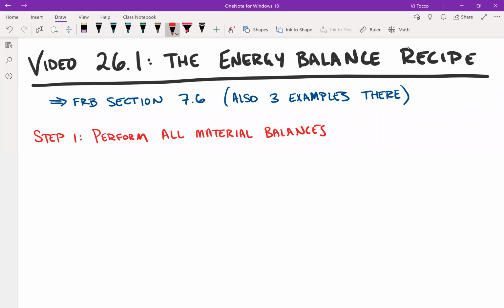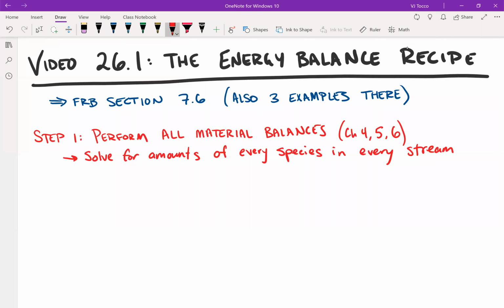Step 1 is kind of a cheating step. It is to perform all material balances. So this is everything from chapters 4, 5, and 6. So go back to the previous recipe video and recognize that none of the stuff from before is being replaced. The energy balance just adds to this.